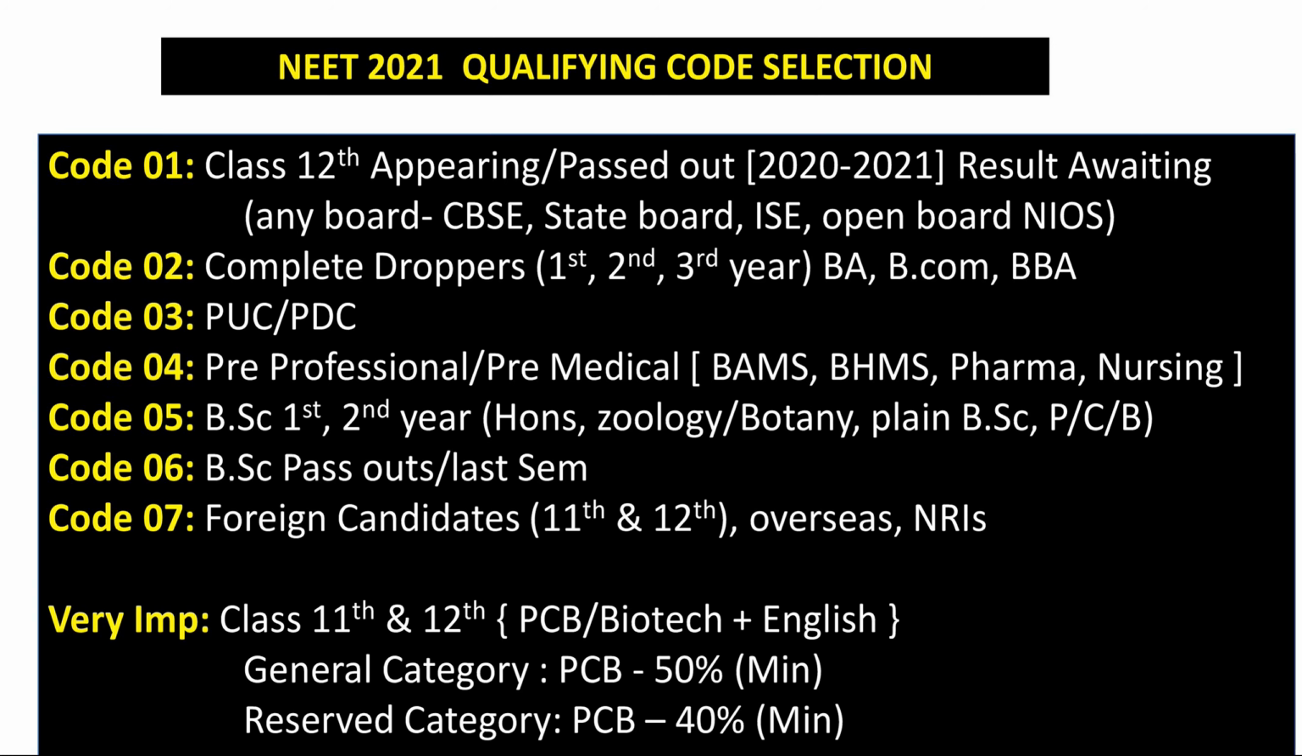So a pre-university course or a pre-degree course means the syllabus pattern they call PUC or PDC. For example, in Karnataka they follow this, and those students who fall under this board, PUC or PDC, have to opt for code 03.